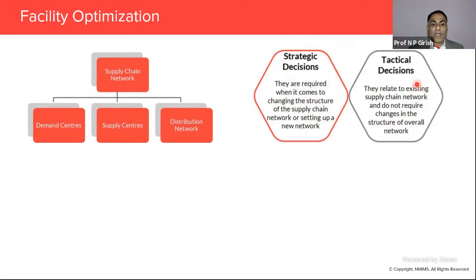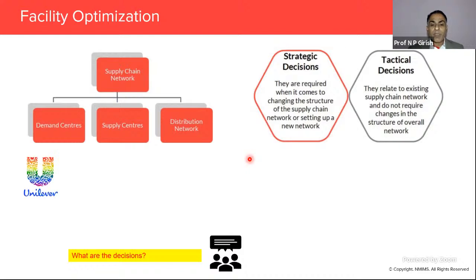Yep. Now let us quickly take a look at some of the examples. Unilever changing the network, closing down some facilities, and centralizing the Dove, fabric cleaner, etc. in UK, in Germany. What decision is that? Strategic or tactical? Strategic, right? Because they're shutting down, a new network happens. Clear? All right, moving on.